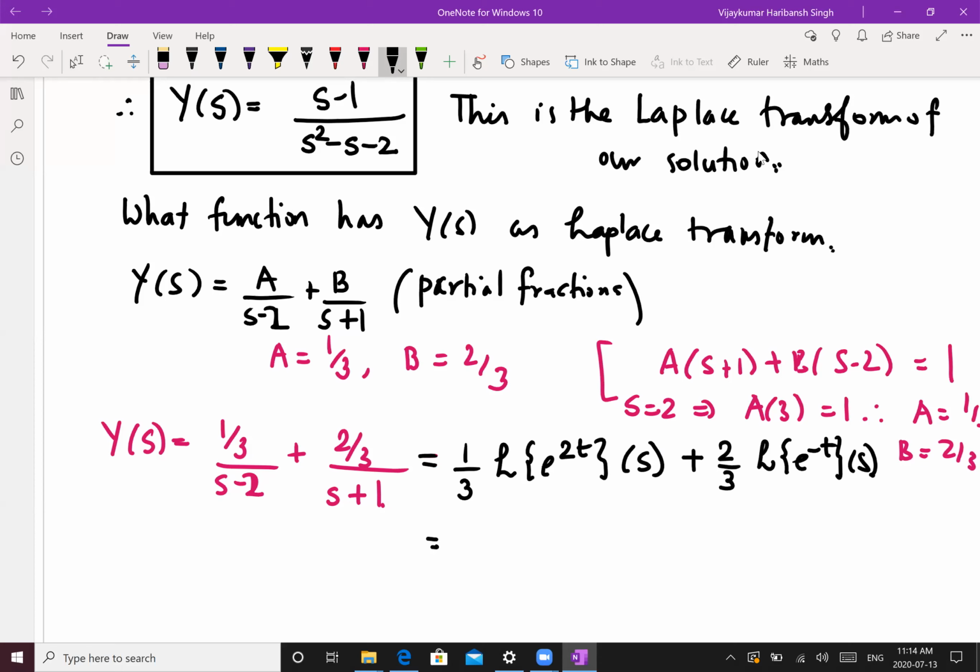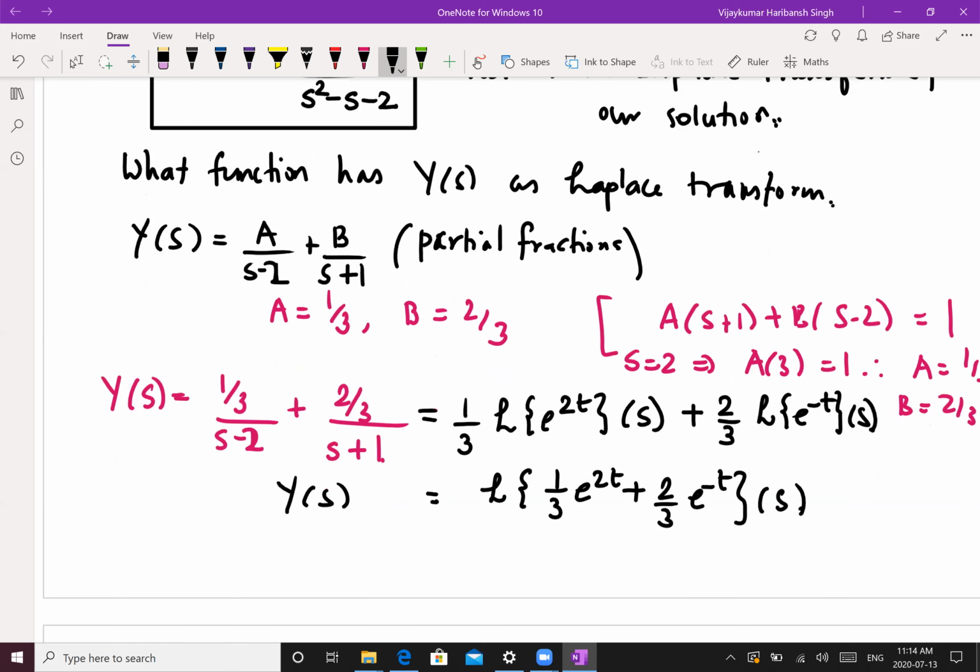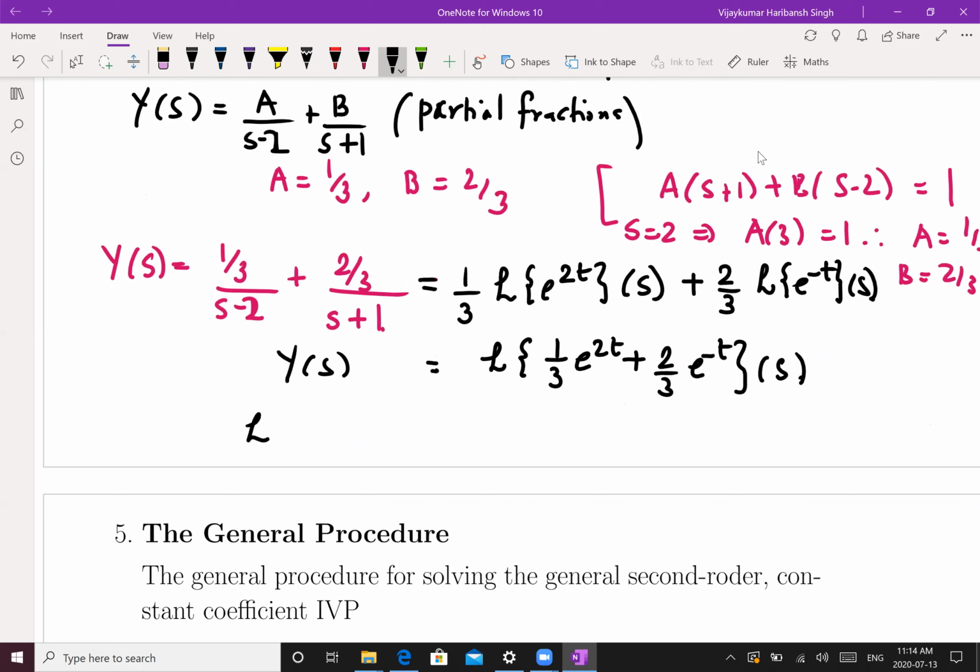Now just take everything in by linearity. So this is going to be the Laplace of 1/3 e to the power 2t plus 2/3 e to the power minus t, evaluated at s. So this is your Y of s. So what is the Laplace inverse of this? The Laplace inverse of your Y of s will give me the solution y of t, which is going to be one-third e to the power 2t plus 2 by 3 e to the power minus t. So this is your solution.